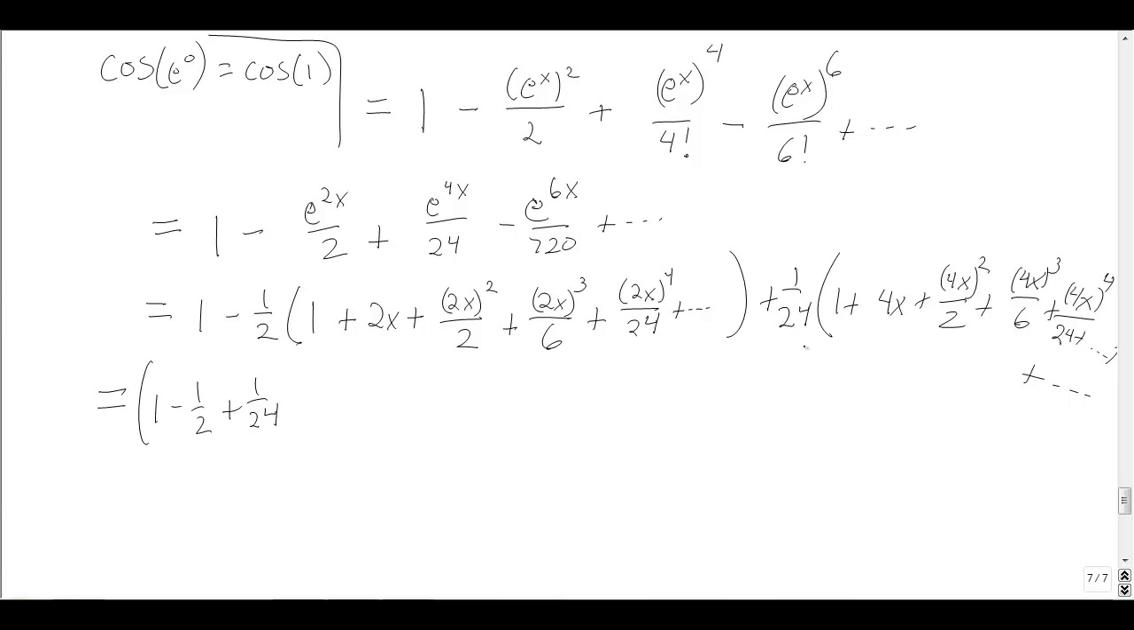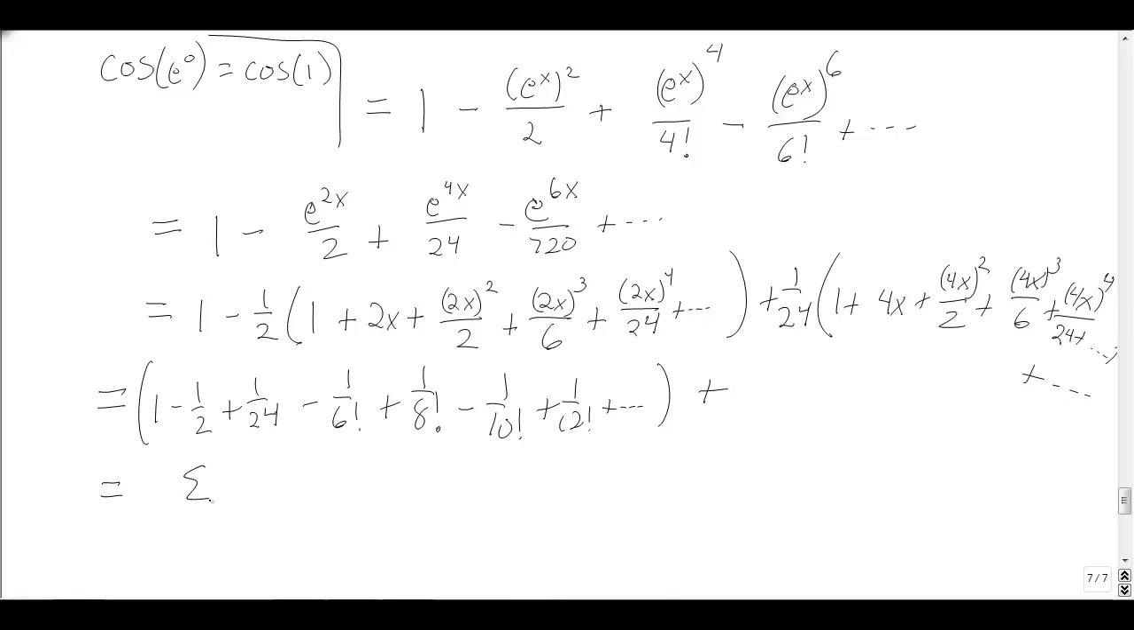So cosine e to the x: 1 minus a half plus 1/24th. That's a bit of a mess. The next one, e to the 6x, is going to give me a minus 1 over 6 factorial, and then I'll get a plus 1 over 8 factorial, minus 1 over 10 factorial, plus 1 over 12 factorial, blah, blah, blah. So that's just the constant term.